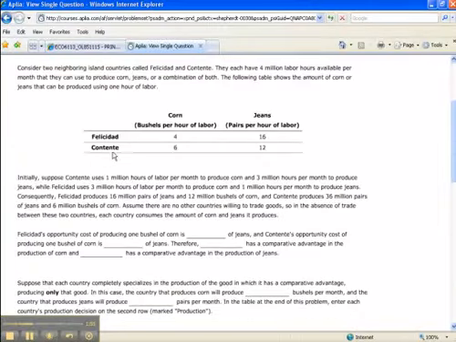Now, if we go back and look at country C, they can produce 6 bushels of corn per hour, and they have 4 million labor hours. So 6 times 4 is going to give us 24 million bushels of corn, and they are able to produce 12 pairs of jeans per labor hour. So 12 times 4 is going to give us 48.